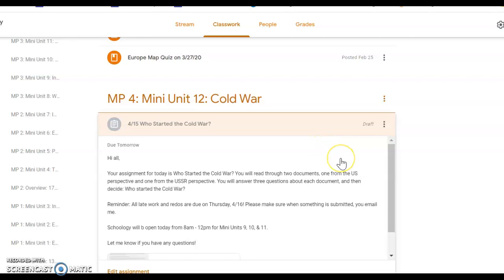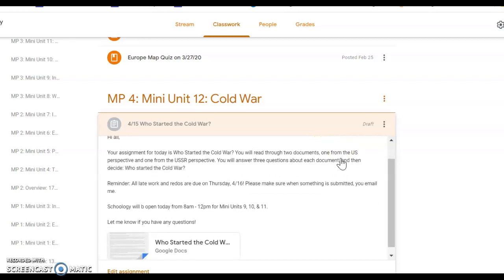First, a couple of housekeeping things: all late work and redos are due by the 16th, and Schoology will be open today from 8 to 12 for mini units 9, 10, and 11 only. We're not worried about 12. That's going to be in market period 4, so don't worry about 12, only 9, 10, and 11.